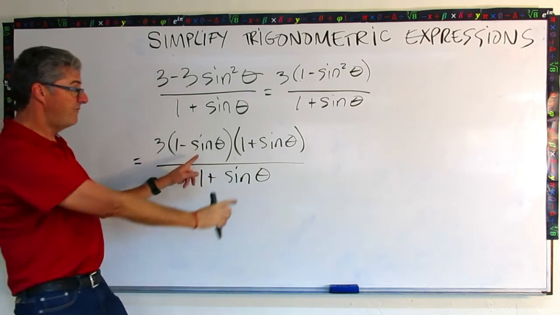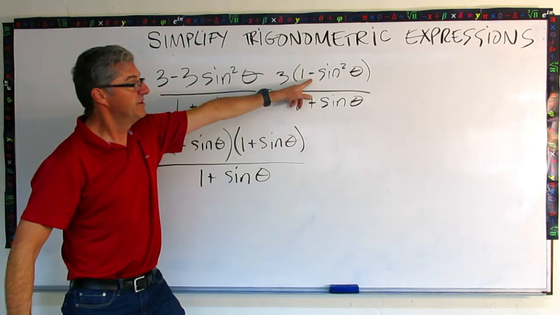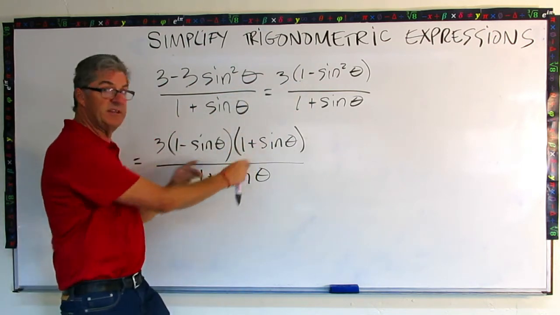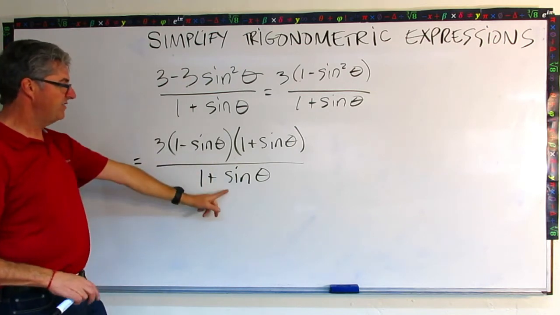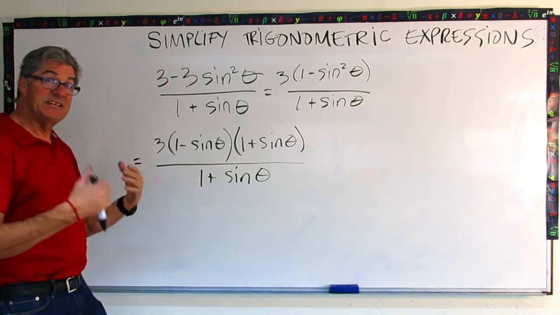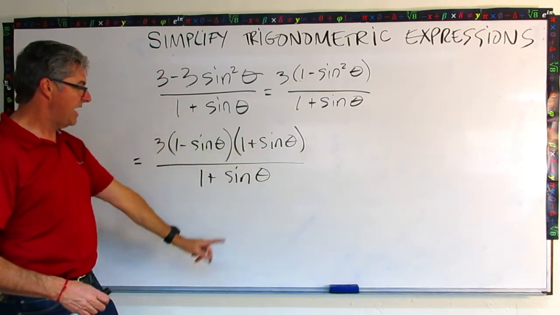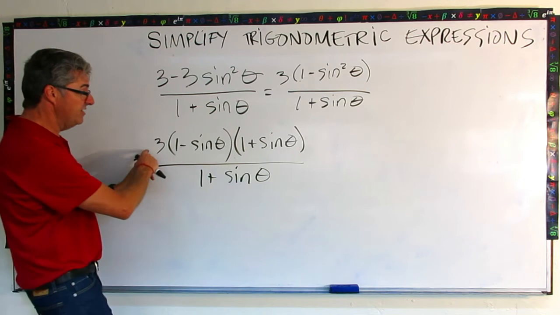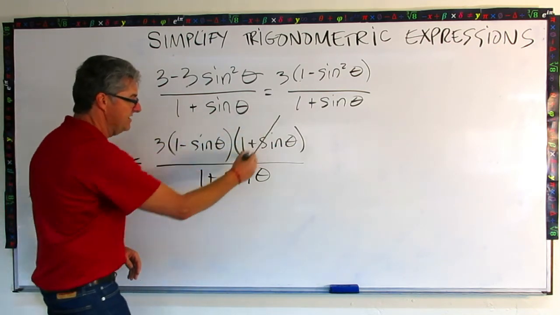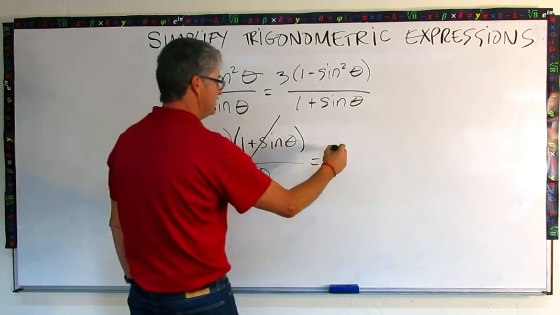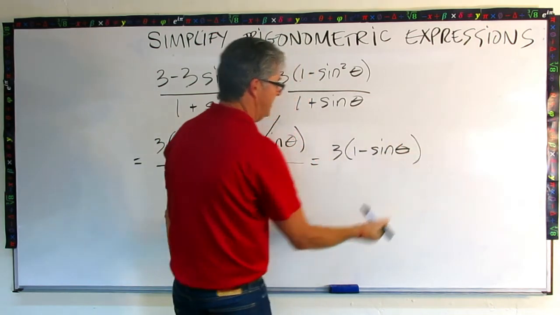Now, if you were to FOIL these binomials, you would wind up back here. This is a difference of squares, and this is the pattern that we put on one of the boards a few back that shows how to do that. Okay? And then I brought this down. Now, I see some things I can cancel. I have a 1 plus sine theta here, and I have a 1 plus sine theta there. Since everything here is multiplied, I don't need to worry about finding any more of those. I can just cancel that out. And now my answer is 3 times 1 minus sine theta.